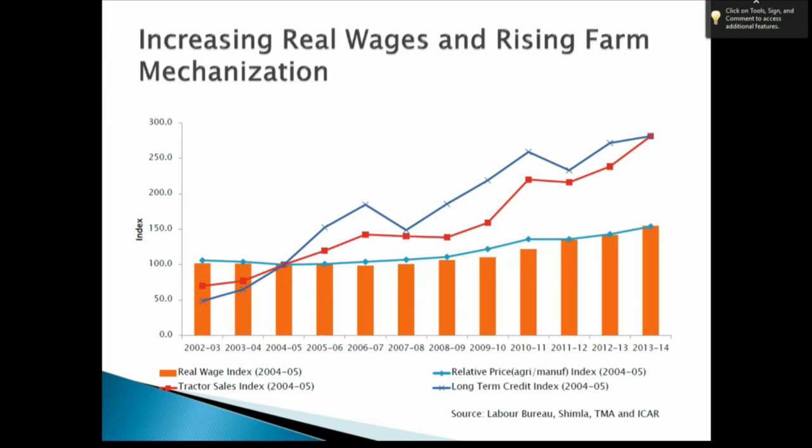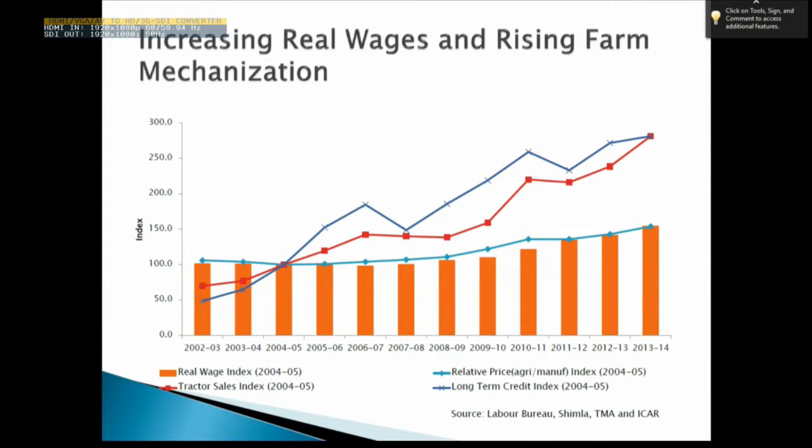But at the moment, what I'm trying to drive home is that the long-term credit policy on the support side, the majority of which was long-term investment into tractor purchase, supported the tractor purchase, and therefore the tractor sales have been going up. So on the revenue side, you had greater relative price incentives. There was rising wage, which was causing you to substitute your labor with greater mechanization wherever possible. And there was a long-term credit policy which gave that thrust to the increasing mechanization in the country.